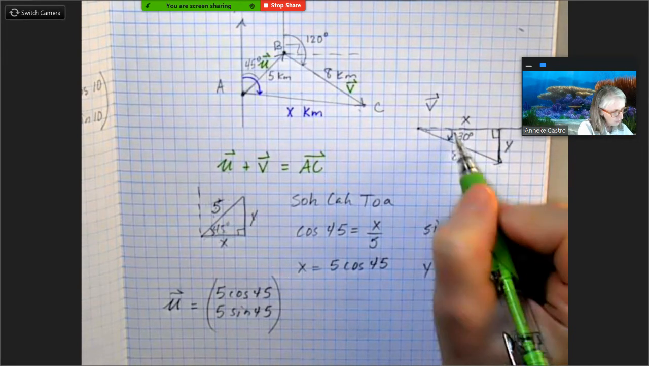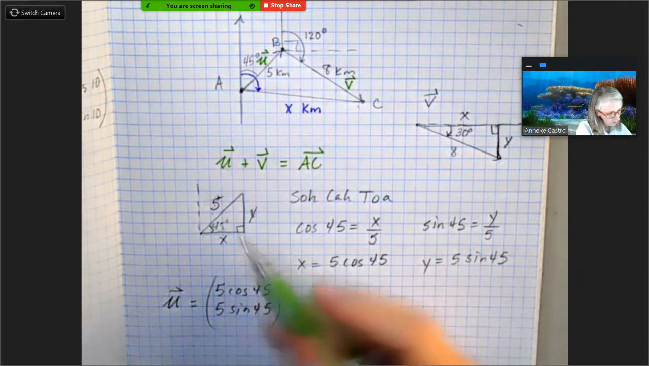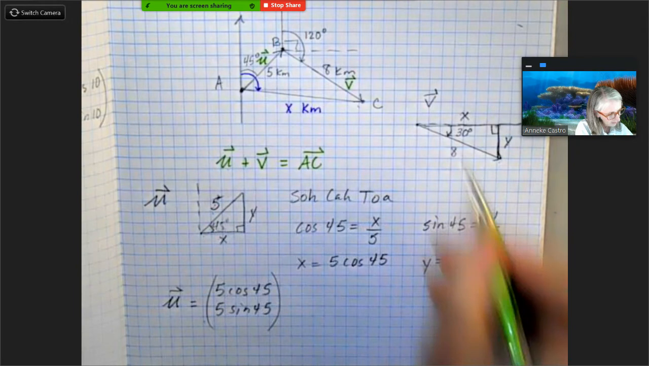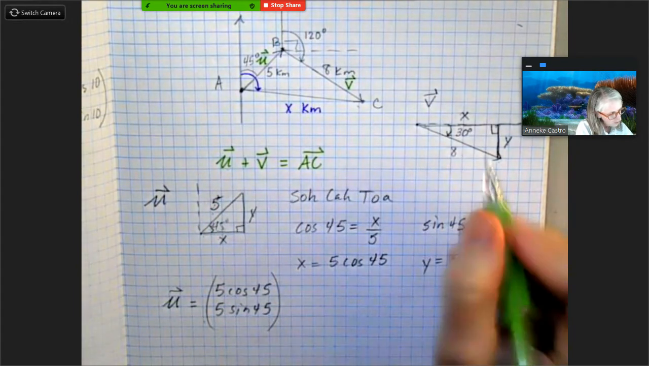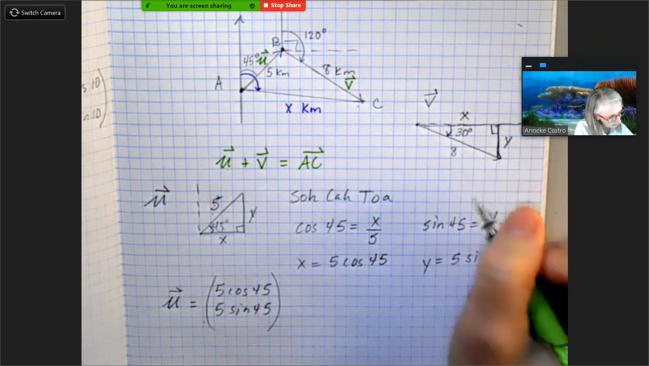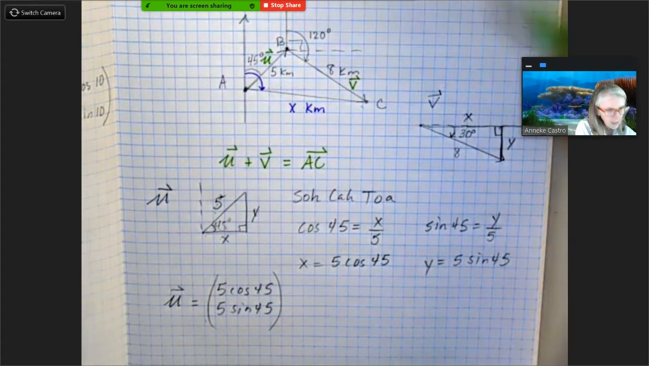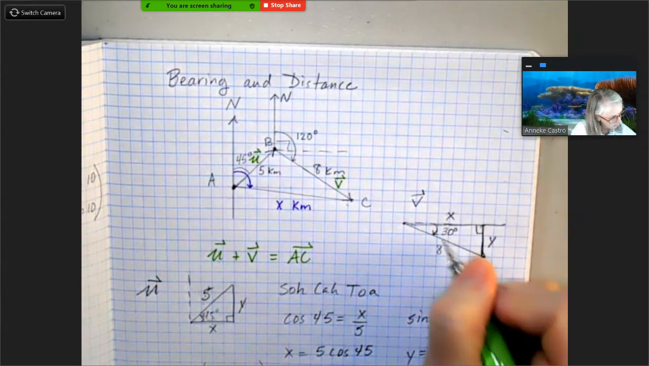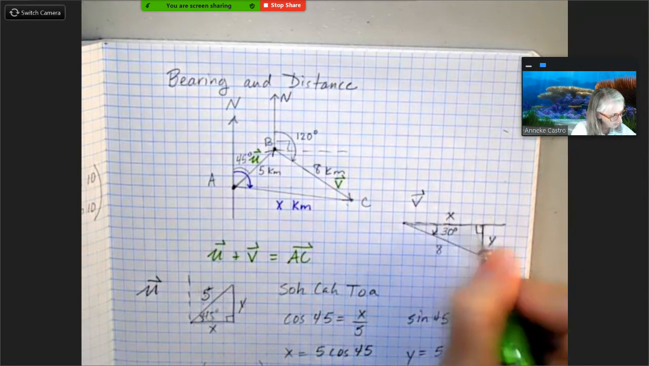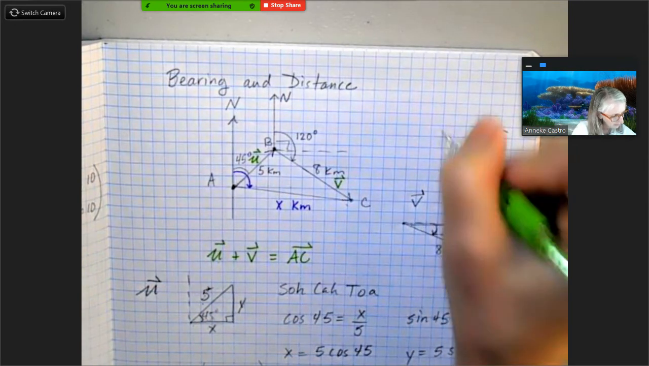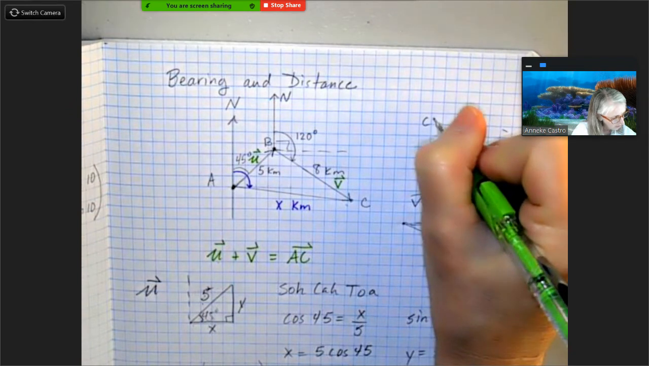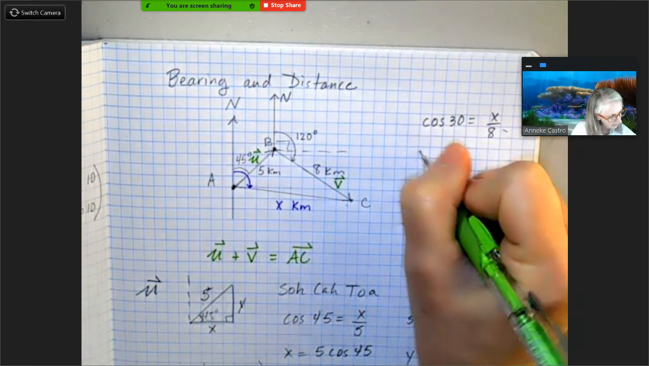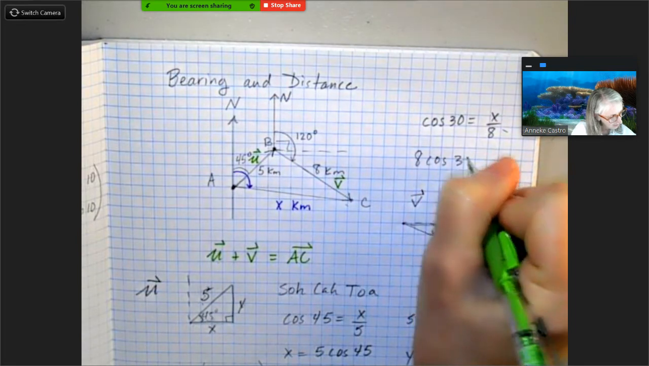Okay, so same thing that I just did for U. This was all about vector U. I can do the same thing for vector V. So I am going to have, and I should have given myself more space. I should have started this up here. Darn it. All right, so to find X, I'm going to use cosine of 30 because X is adjacent to the 30 degrees. So I'm going to have cosine of 30 is equal to X over 8. So I get 8 cosine 30 is equal to X.